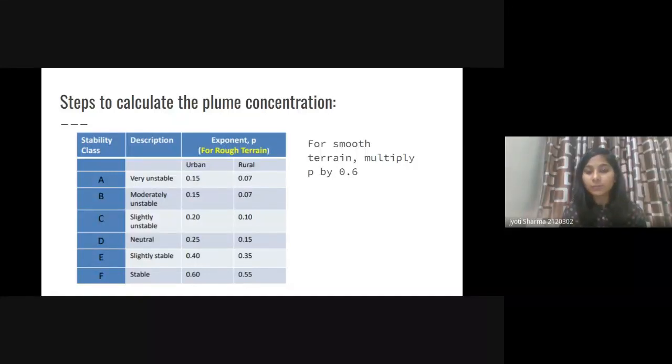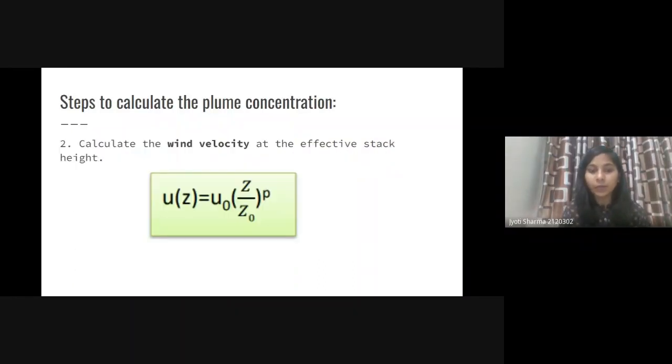But if you have some smooth terrain, then you have to multiply this value with 0.6. Then you will get the P value. Okay, so you have the P value, you have the initial wind speed, let's say at 10 meters, and you have the wind speed at the 10 meter. Then you can easily calculate the wind speed at the desirable height. Okay, so right now you calculated the plume rise, that is delta H. You have calculated the wind velocity at your desired height.